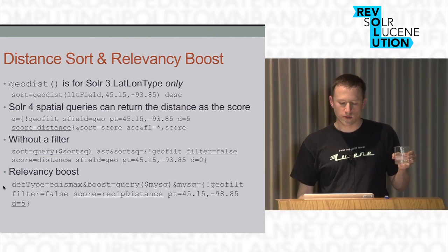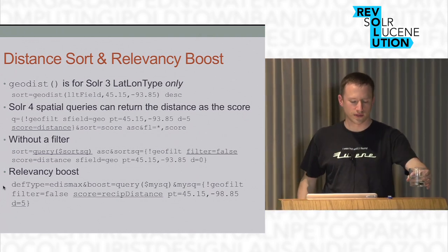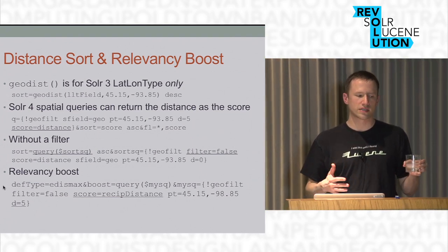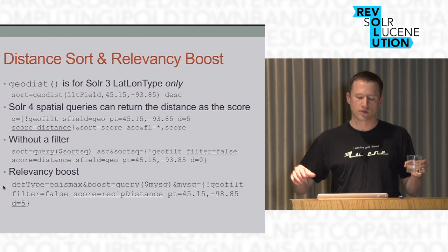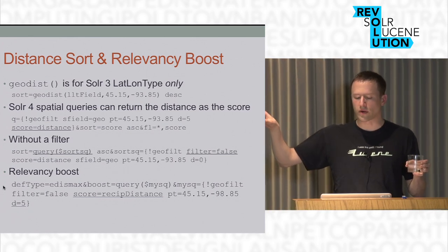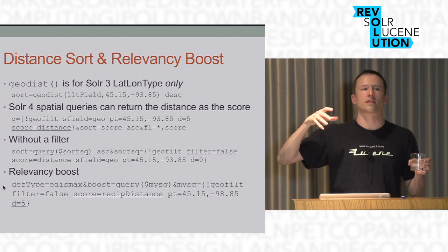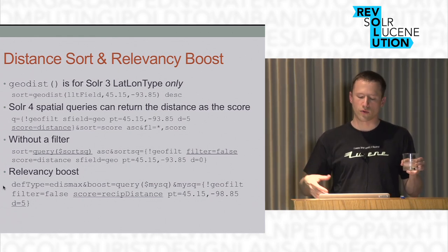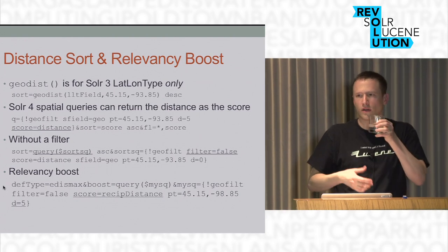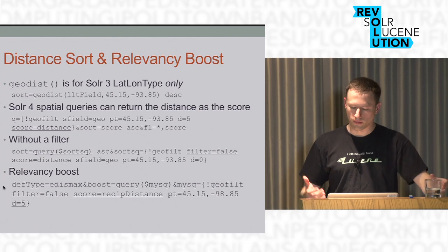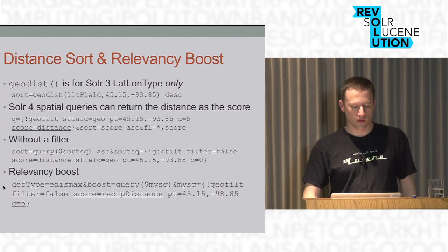But it doesn't yet. So basically, the query itself returns the distance as the score if you ask it to. If you look at the local param, score equals distance, you're telling it to return the distance as the score for that query. And then you can do things like use it in relevancy if you want to, or sort by it.